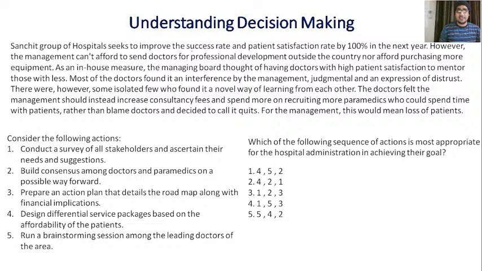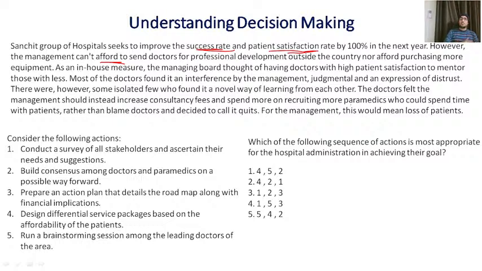There's some hospital, they seek to improve the success rate. Okay. So their objective is to increase the success rate and patient satisfaction by 100% in the next year. However, the management cannot afford to send doctors for professional development outside the country, nor afford purchasing more equipment. Which means there is some sort of financial constraint in the company, because of which the manager is slightly tight on their pockets, and hence they cannot afford to put any money either on the training or to get more infrastructure.